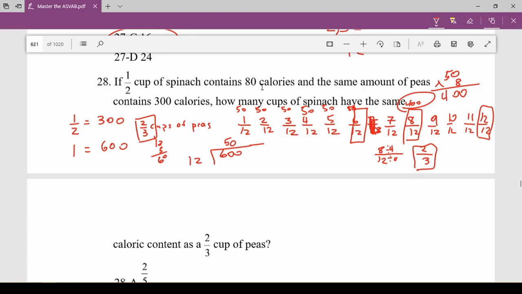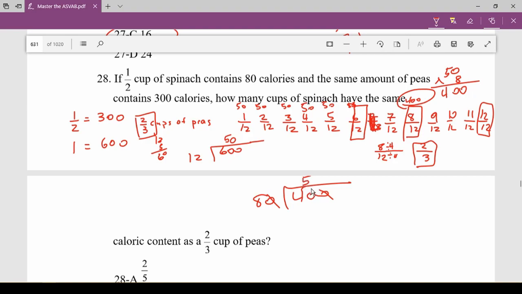What's more, I know there are 80 calories per half cup of spinach. So I'm going to take that 400 divided by 80. And to keep this math simple, I'm going to kick off these zeros. Again, 8 goes into 40 5 times. And again, that's basically saying there are 5 half cups of spinach in 400 calories. So I need to take 5 and multiply it by 1 half, which becomes 5 over 2.